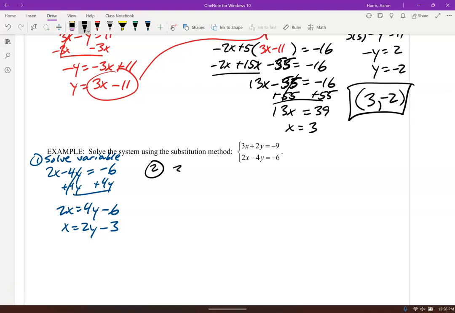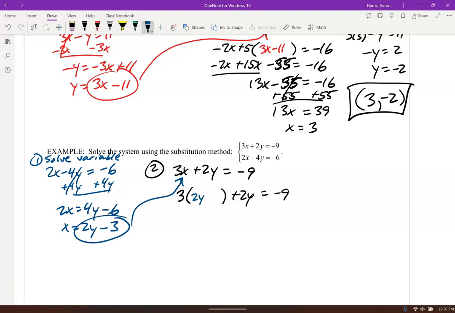So now I plug it into the other one. The other equation is 3x plus 2y equals negative 9. I'm going to plug that x in right there. So I have 3 parentheses x, and our x is 2y minus 3. 6y plus 2y is 8y. Add 9 to both sides. Well, that gives you 0. Divided by 8. 0 over 8 is 0. So we know y is 0.